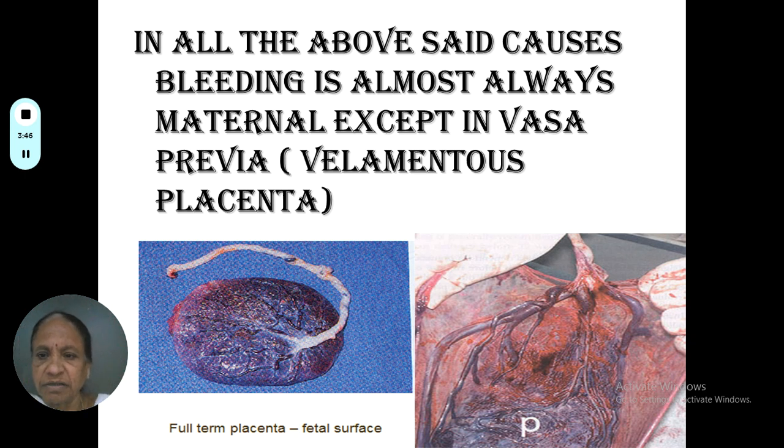In all the above said causes, bleeding is almost always maternal, except in vasa previa. There is a velamentous placenta, so the bleeding is usually from the maternal side, except in this velamentous placenta where the bleeding is from the fetal side.